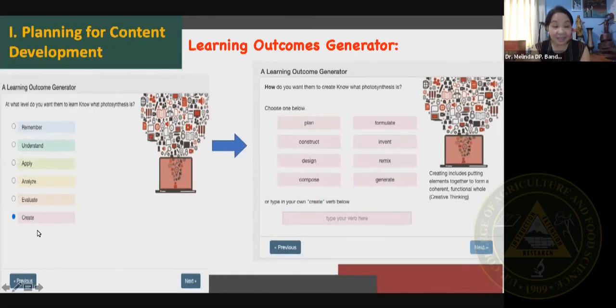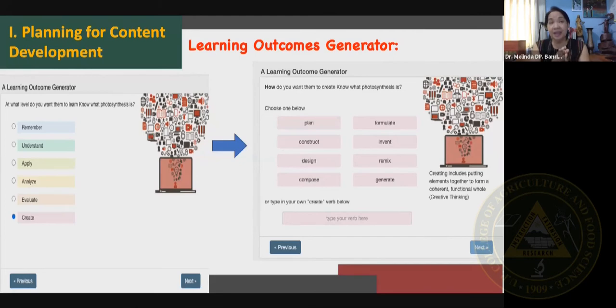So I click create. Sabi ko create, dapat higher level thinking ito dapat, ano? So how do you want them to create in terms of knowing what photosynthesis is? So do you want them to create a plan, 'di ba? Formulate, 'di ba? So you can also type here, remix, generate, etc. So creating includes putting elements together. So may guide dito. Putting elements together to form a coherent, functional whole. So may guide, and you can also try doing this.